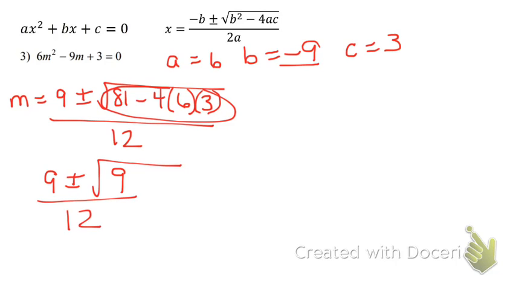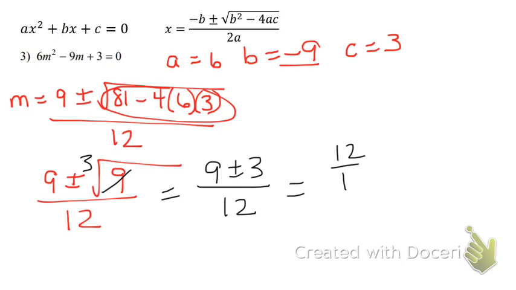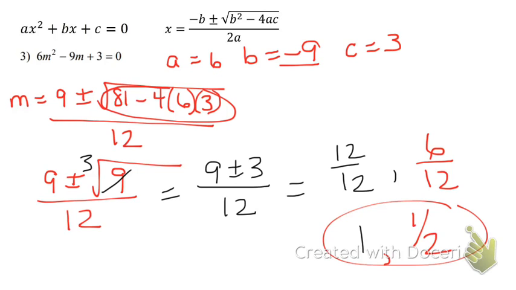Now the square root of 9 I can do. That's a nice neat number. The square root of 9 is 3. It comes out of the radical. So now I have 9 plus or minus 3 all over 12, which is going to give me two answers, one when I add 3 and one when I subtract. So 9 plus 3 would be 12 over 12, and 12 over 12 is the same as 1. 9 minus 3 would be 6 over 12, and 6 over 12 simplifies to 1 half. So those are my two answers.